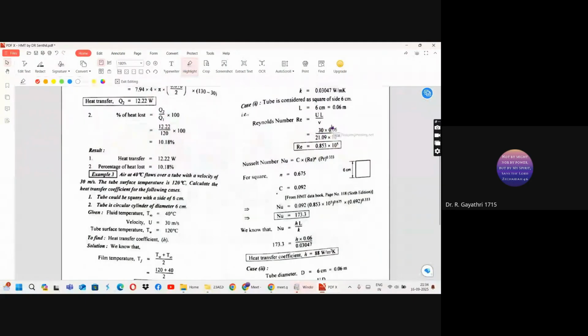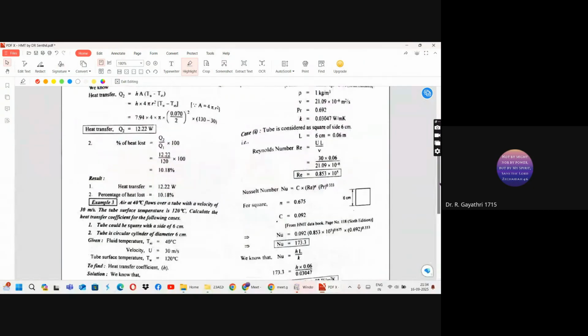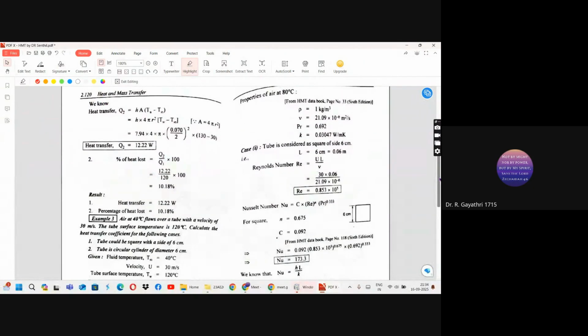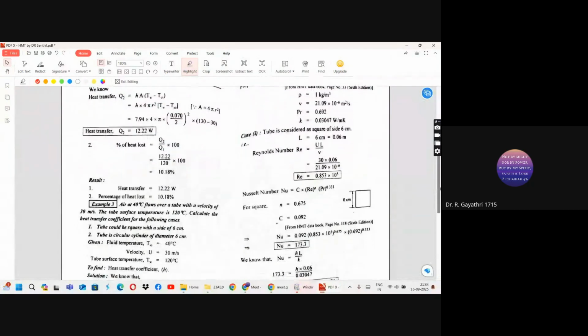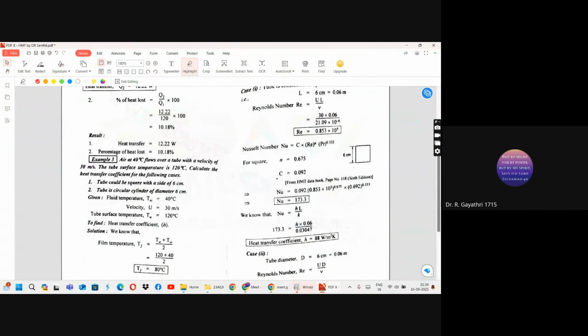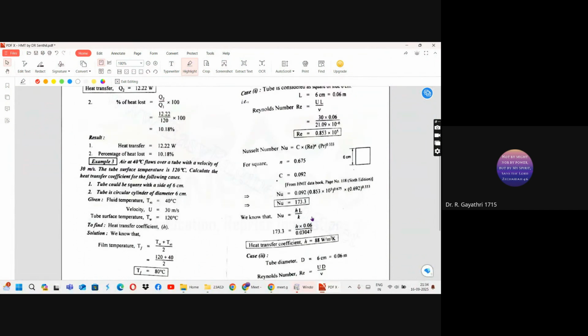Okay, in the first case, we need to assume the tube is a square of side 6 centimeter. So the length value becomes 0.06 meter. We recommend you use SI units everywhere. So instead of 6 centimeter, we can write 6 into 10 power minus 2 meter. Kinematic viscosity can be fixed from properties at the film temperature of 80 degrees centigrade. Next, the Nusselt number is equal to hL by k, so we can find the h value.